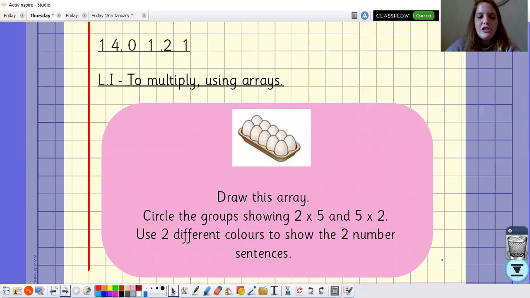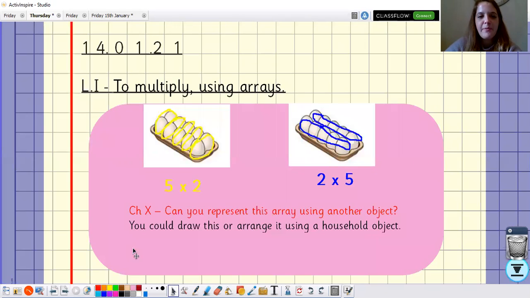Okay, let me share the way I have done this then. So as you can see, I've circled my 5 groups of 2. I've circled 1, 2, 3, 4, 5. And there are 2 eggs in each group. And here I've circled my 2 groups of 5, one group and the second group there, and there are 5 eggs in each group.